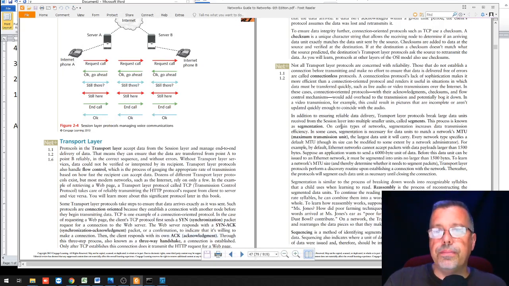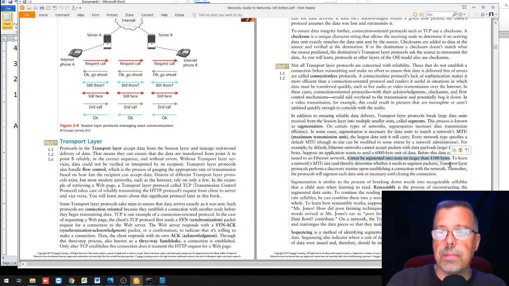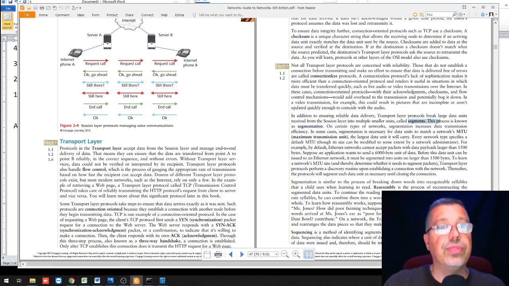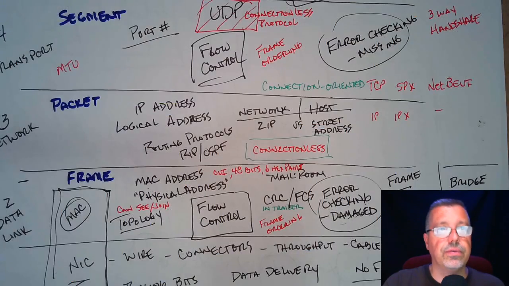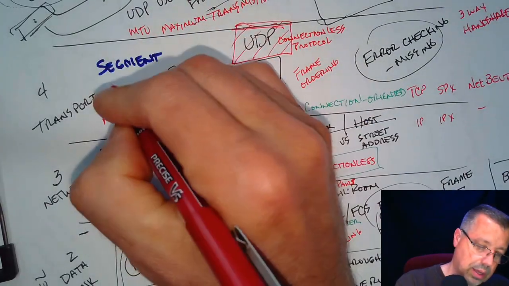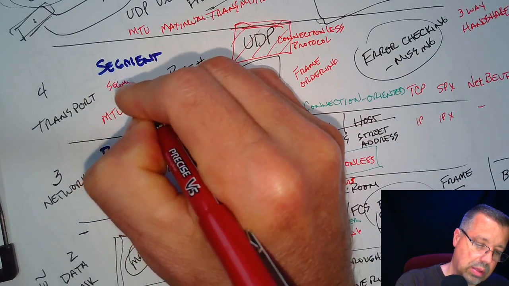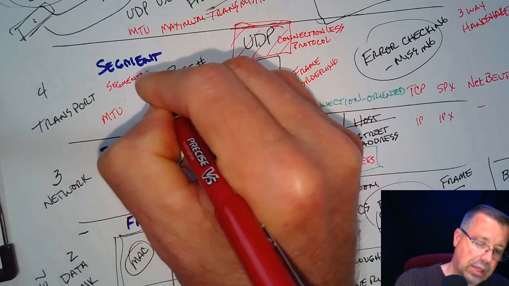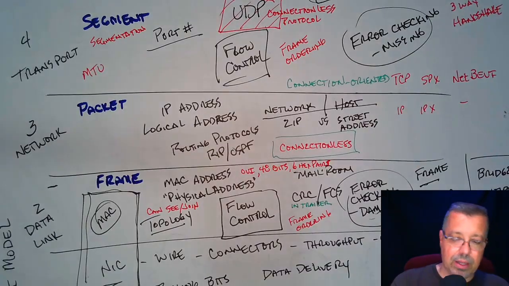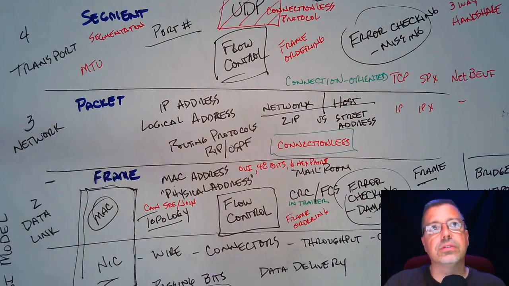Okay, we talked about the MTU, the maximum transmission unit. Usually 1,500 bytes is the maximum that we could possibly do. If it's larger than that, it actually does segmentation and breaks it down. As I said, at this layer we actually have segments. So we get segmentation. I guess I could add that here. Technically, it's breaking it up into smaller parts.